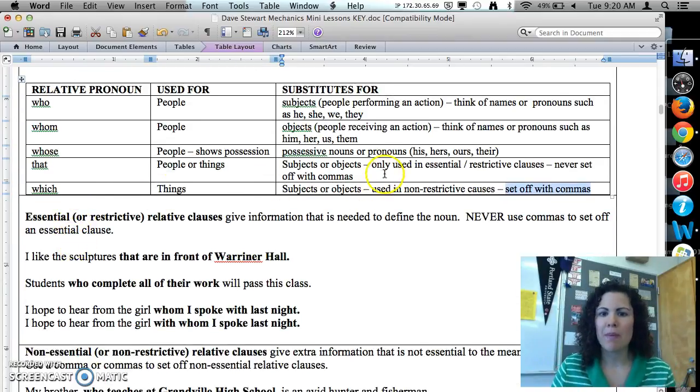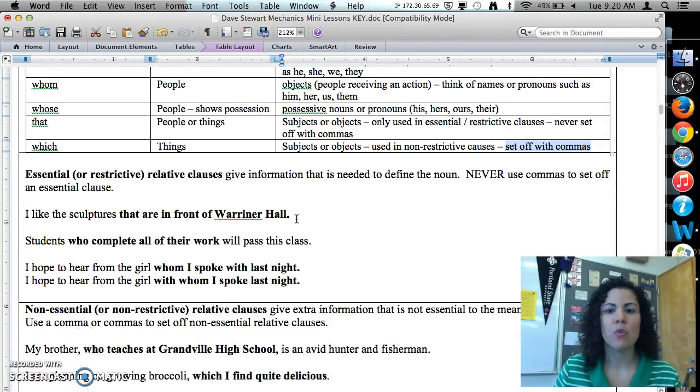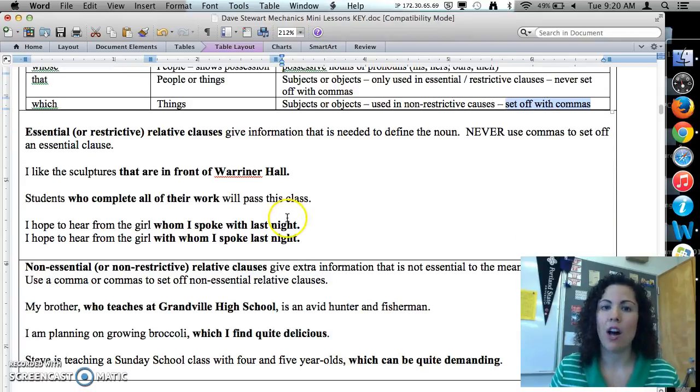So let's talk about what it means here with these essential and restrictive clauses. Essential or restrictive relative clauses give information that is needed to define the noun. So you never ever use commas to set off an essential clause. So that means that you need that information in order for the sentence to make sense. It's essential. You must have it. Like essential, like you must have water and shelter in order to live.